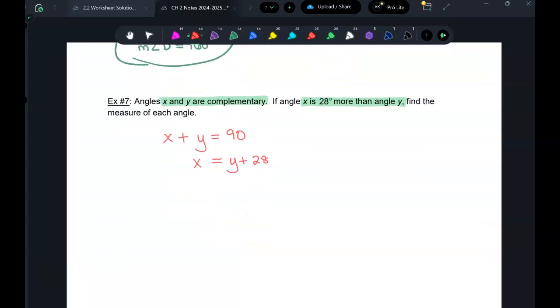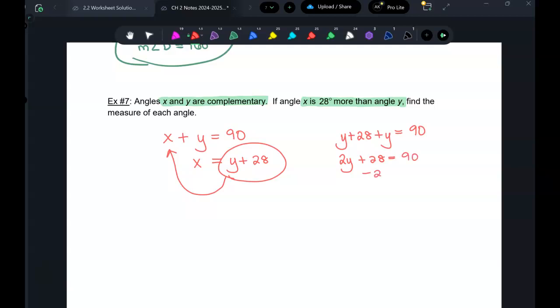We're going to take this Y plus 28, but this time I'm replacing. There we go. Y plus 28 plus Y equals 90. Good. What do we have to do next? We have to combine like terms. Y plus Y is 2Y. Good. So 2Y plus 28.